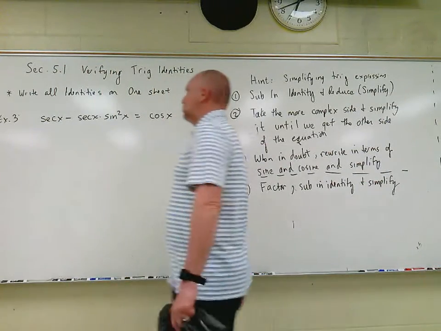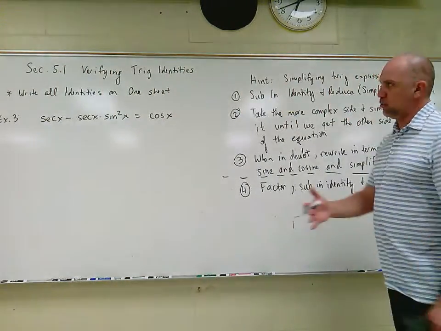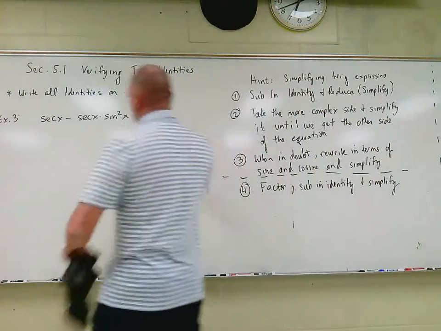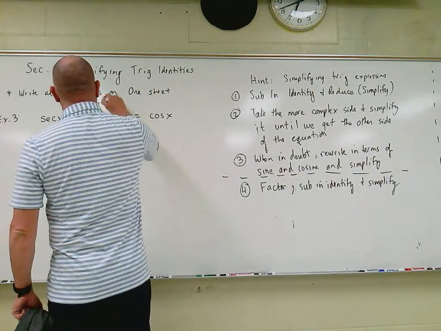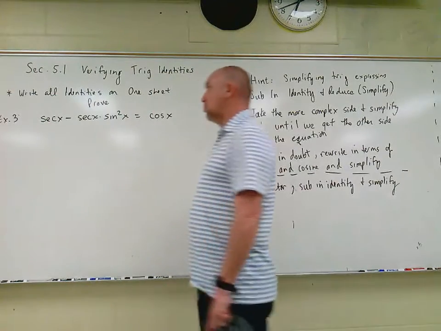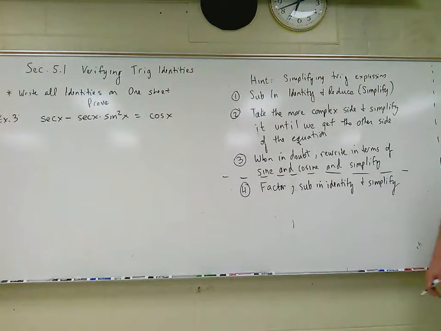Okay, so obviously on this problem, again, we're trying to prove that the left-hand side equals the right-hand side. Now, you can go right away and make secant 1 over cosine if you want, but you're going to see that, all right, maybe that's a good path, maybe not. You could try it that way, all right?